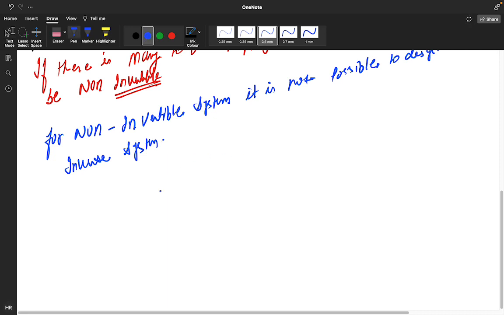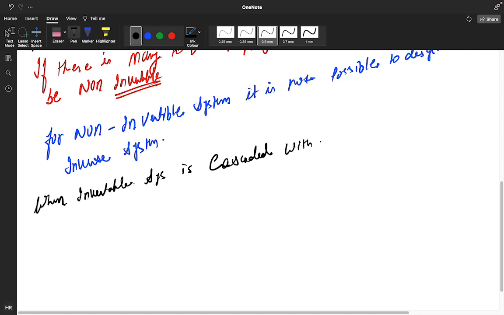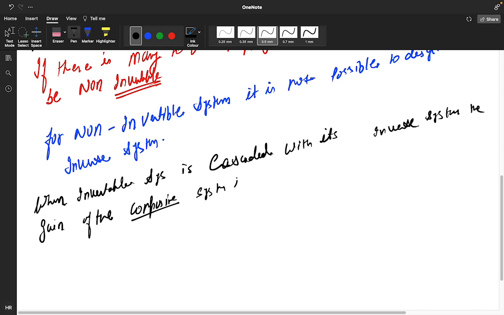So what is the meaning? Write it down. When an invertible system is cascaded with its inverse system, then the gain of the composite system, means output by input, will be equal to 1.